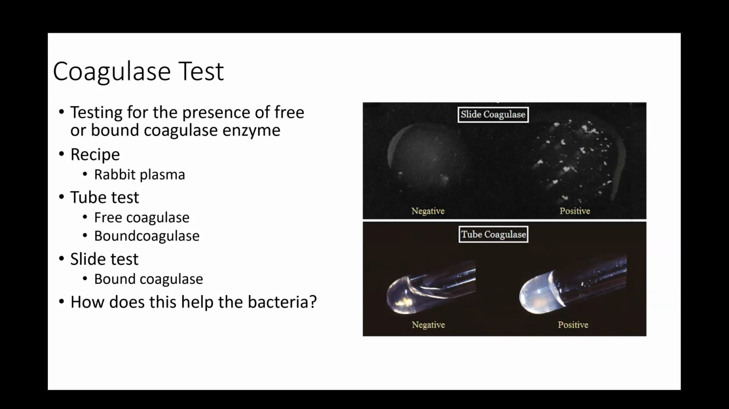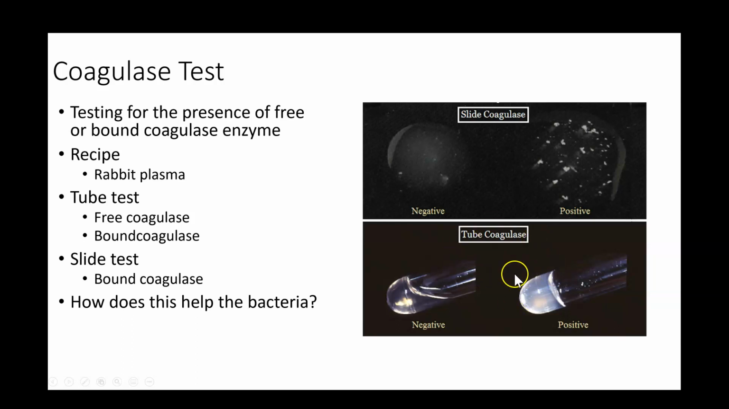It can test for free coagulase or bound coagulase. So this tests for both. Whereas in the slide test, we put a drop of the rabbit plasma onto a glass slide, and we look for clotting to occur. The slide test only tests for bound coagulase. I think we wait like 10 minutes. We don't typically do the slide test in class. We usually only do the tube test. But it's important to note, especially for the quiz, the difference between these two tests.